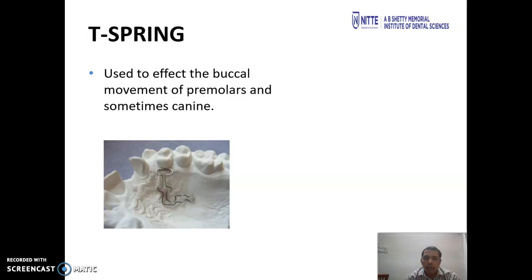Coming to the next spring, it is the T spring. Not very commonly used. It is used for premolar teeth. With the advent of fixed orthodontic appliances, this spring is not very commonly used. Yes, the Z spring or the double cantilever spring is very commonly used even in the mixed dentition. If there's a crossbite, the T spring in practical use is not as much as the Z spring, used to effect the buccal movement of premolars and sometimes the canine.